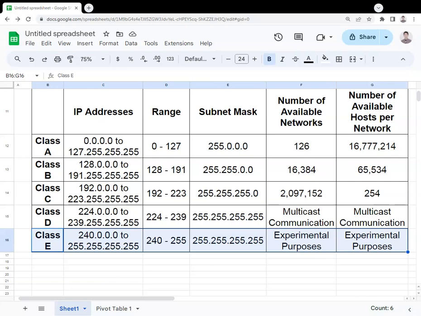Most likely, Class E consists of reserved IP addresses, so we cannot use them on a network. They cannot be assigned to a host, and they are not routable. To make it simple, they are useless as of now. Well, that's all about Class D and Class E.